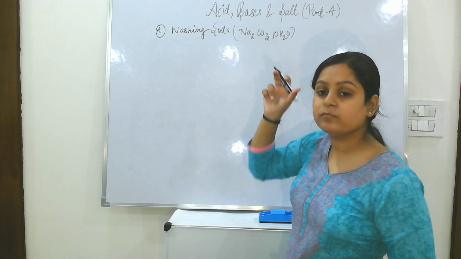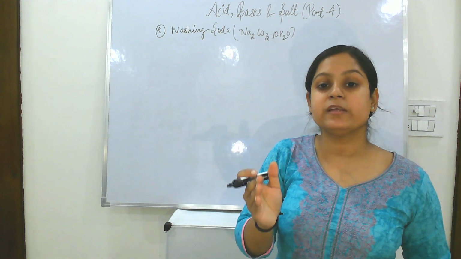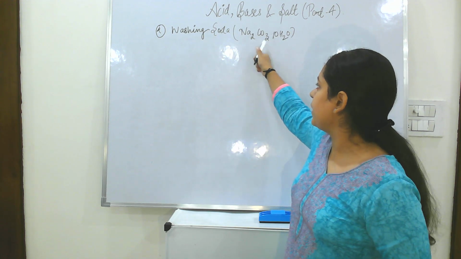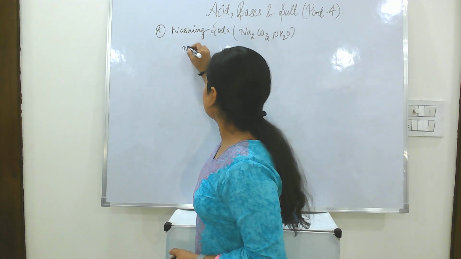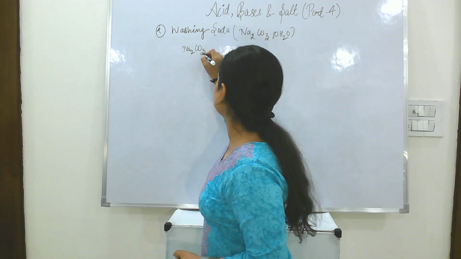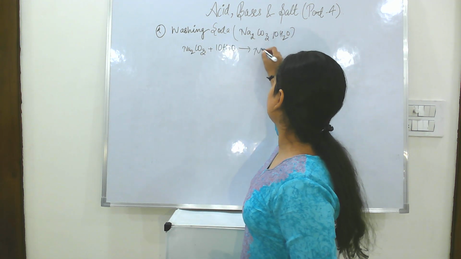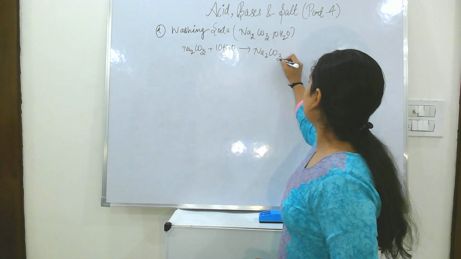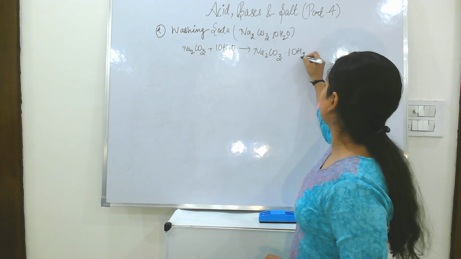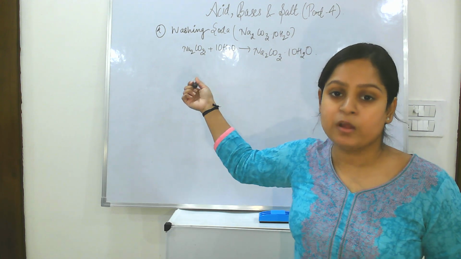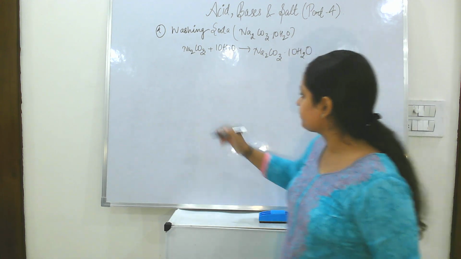When baking soda is heated, NaHCO3 when heated will form Na2CO3. So Na2CO3 plus 10H2O will give you Na2CO3 dot 10H2O. This is washing soda, and you know the uses of washing soda: to clean the clothes.